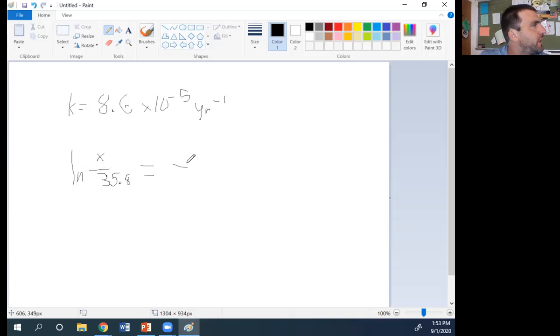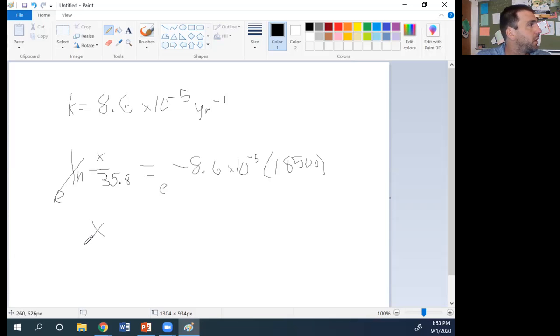Equals, I found K, so negative 8.6. It has to be negative, okay? Because it's negative kt. It will really throw you off if you don't have a negative number whenever you do your e. So what's my time? 18,500 years. So now I'm going to e each side. That's the second ln button. So e to ln cancels, okay?